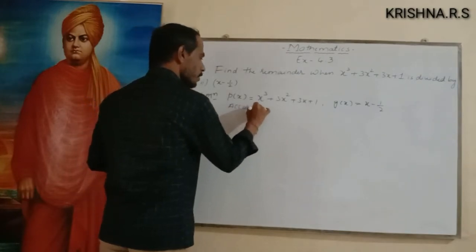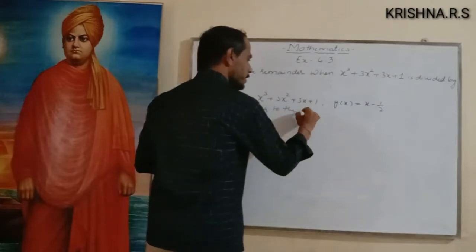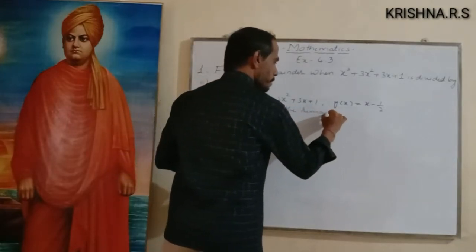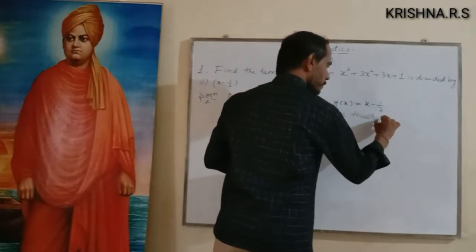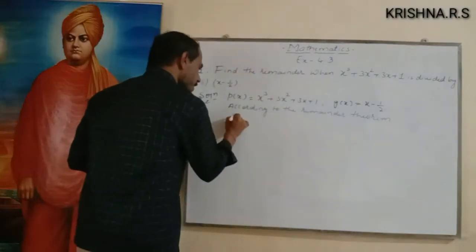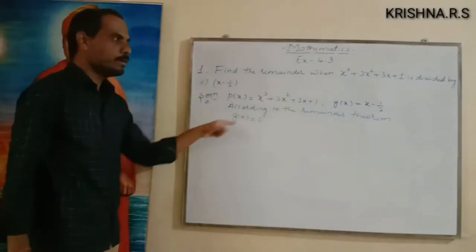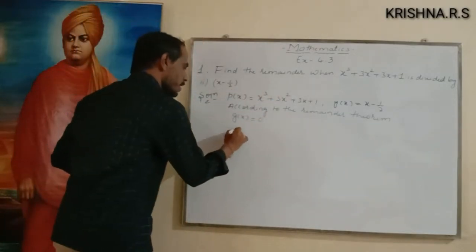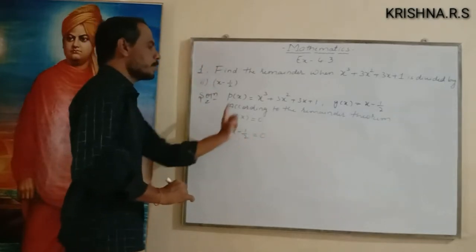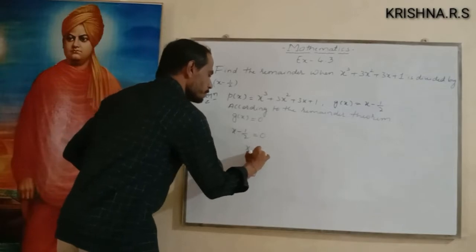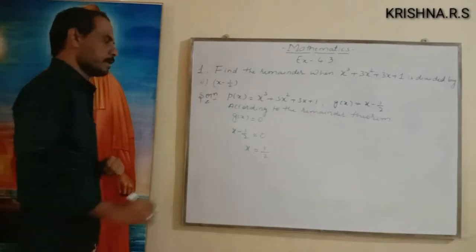According to the remainder theorem, g of x is equal to 0. That is nothing but x minus 1 by 2 is equal to 0, so x is equal to plus 1 by 2. Put x equals 1 by 2 in the given polynomial.